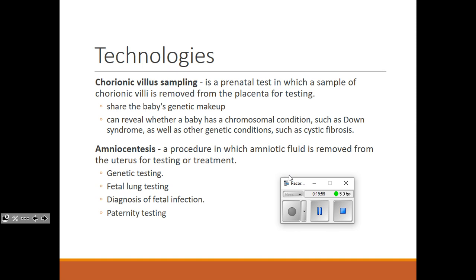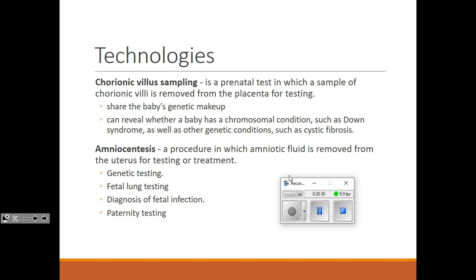But we can take a little bit of the chorionic villi. Why would we even want to do that? Well, remember, all those support structures came from the same original zygote that the baby is coming from, same genetic makeup. So we can test for chromosomal conditions like Down syndrome. We could test for other genetic conditions like cystic fibrosis. You could also do this for paternity testing, but this is a pretty advanced thing to do just for a paternity test.